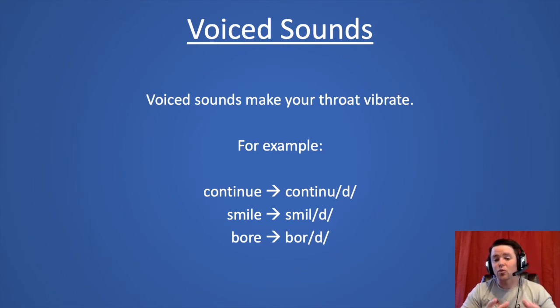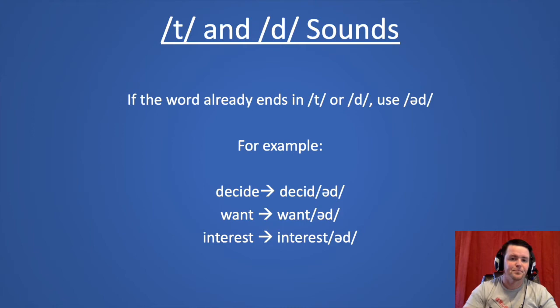Now make sure you are only using the final sound to choose if this is taco or dog or ED. All of these make your throat vibrate, so the ED is pronounced D, the dog sound. Continue becomes continued. Smile becomes smiled. Bore becomes bored. All right, and you'll hear that a lot in the adjective form.